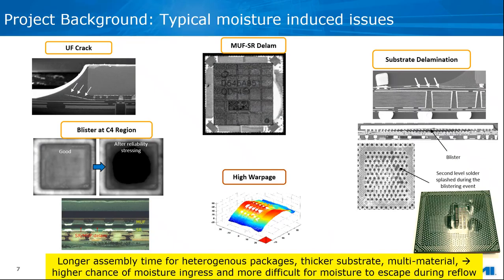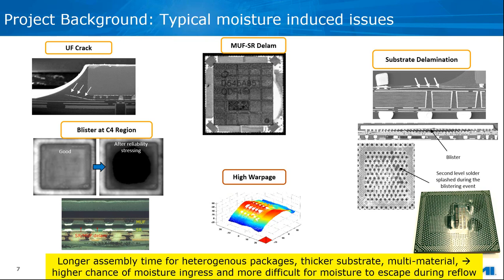Okay, so in electronic packaging, many issues and failures can be traced back to moisture as one of the root causes. These failures can include underfill cracks, FLI region blistering, mold to SR delamination or popcorning, substrate delamination, high warpage at reflow temperatures leading to SMT type failures, sealant delamination, pad oxidation, and so on. These are some examples of moisture-induced failures in electronic packaging.